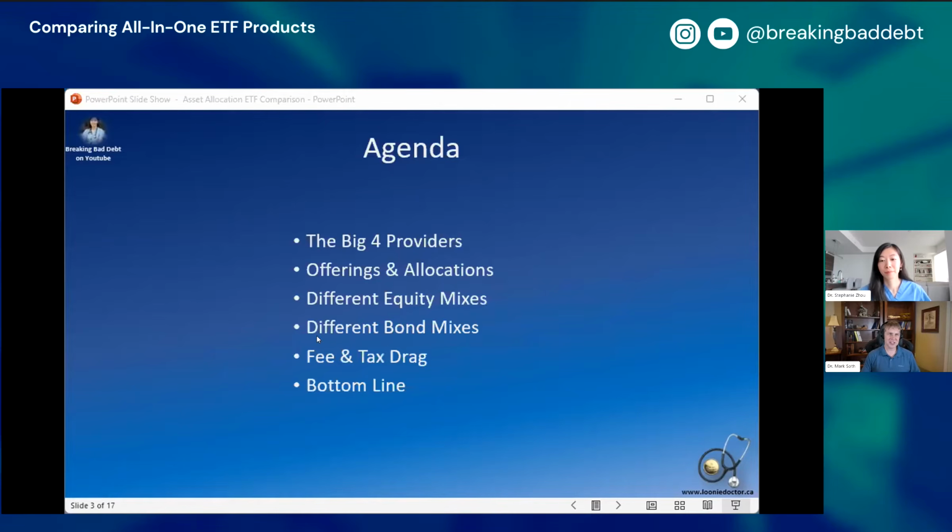The agenda I want to cover today is, we're going to talk about the big 4 providers of asset allocation ETFs. We'll talk about some of their offerings and the allocations that go with that. And I'll do a bit of a deeper dive into what some of the equity mixes look like, some of the different bond mixes. And then I'm also going to do something which most people don't do, which is talk about the fee and tax drag of the different asset allocation ETFs, because that actually involves some calculations. So a lot of people would just skip over it, but it's one of those things that's predictable that we could use as part of our consideration process. And then I'll finish up with what the bottom line is.